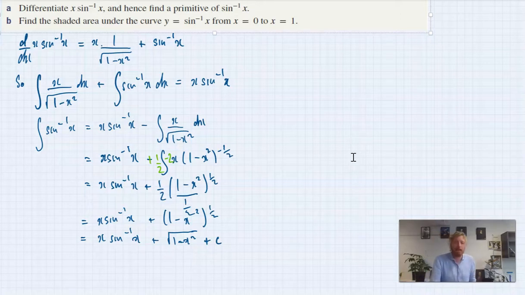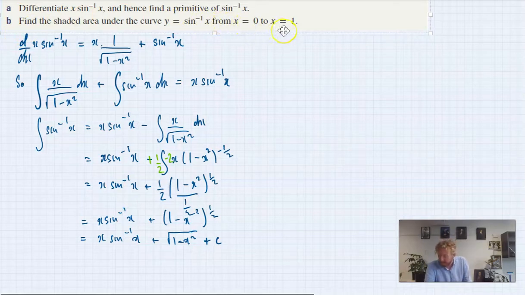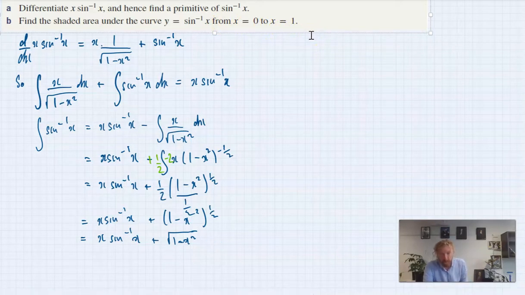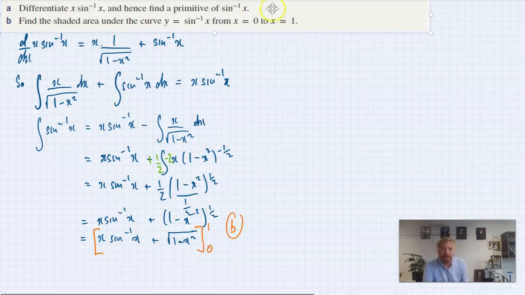Okay, so what I want to do in b is find the shaded area under the curve from 0 to 1. So I'll just do b in one go. I won't write it all out again. We'll get rid of that c. And so for part b, I'm just going to do that in orange here. I'm just going to put on my bounds from 0 to 1. And that's essentially just finding the area under the curve, isn't it? Great.